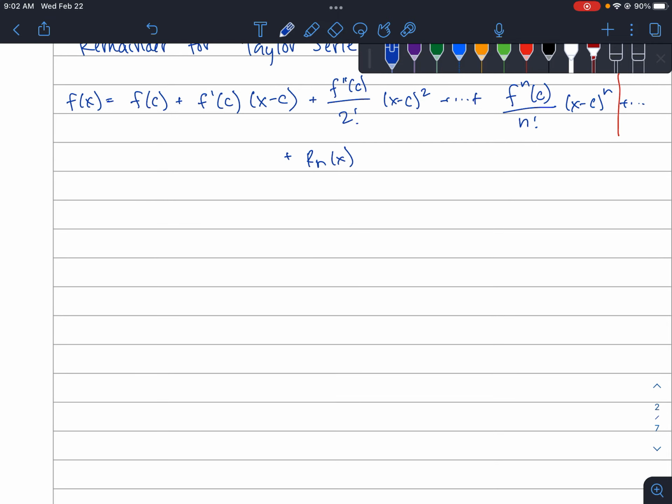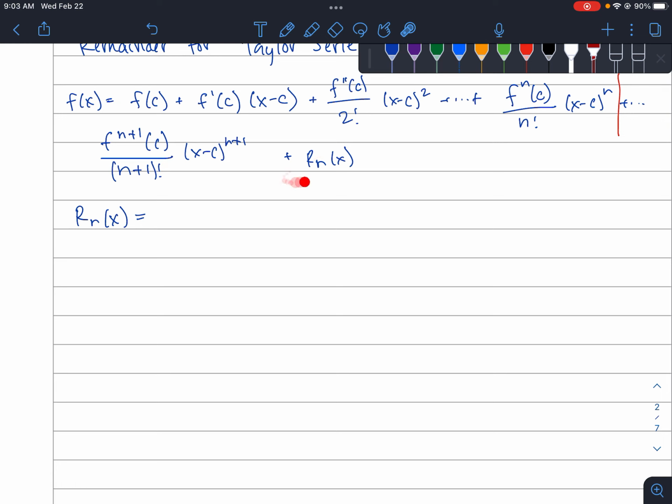So R sub n, which is the error, he found that it had to deal with the next term that came after this term right here. So the term after this, let's call it f of n plus 1. So you'd have to take the next derivative after n, do n plus 1 factorial, and then it would be x minus c to the n plus 1. So this is the term that comes right after our truncation.